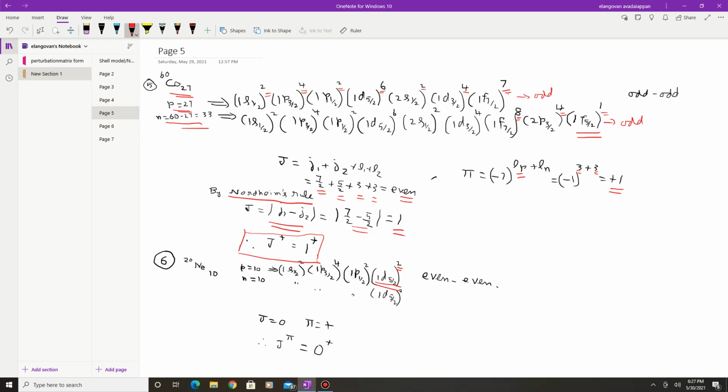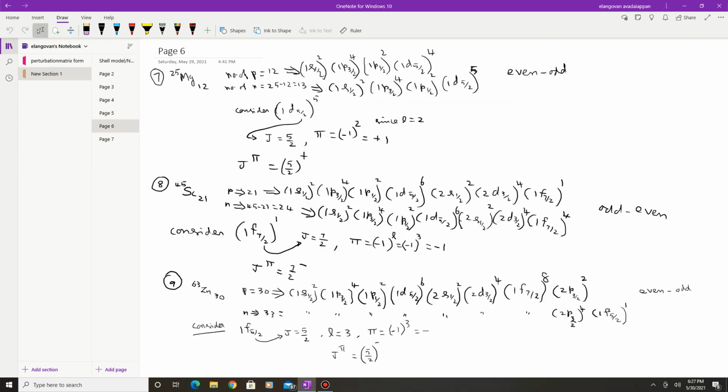Similarly for the neutron also, you have 1d 5/2, 2. So both are even. So this is an even-even nucleus. For an even-even nucleus, the total J is equal to 0 and the parity is always positive. So J pi is 0 plus. So you can easily write down the angular momentum and the parity corresponding to this nucleus.